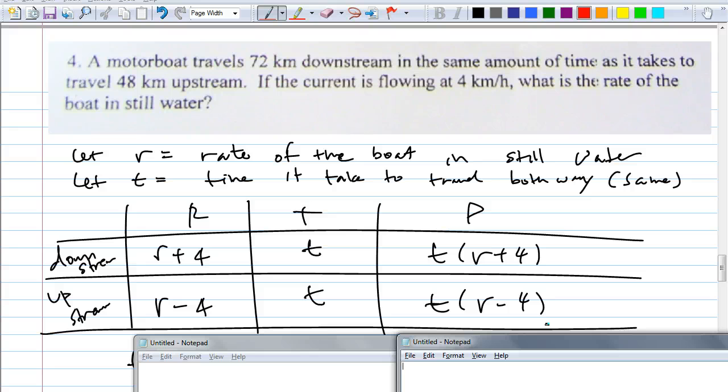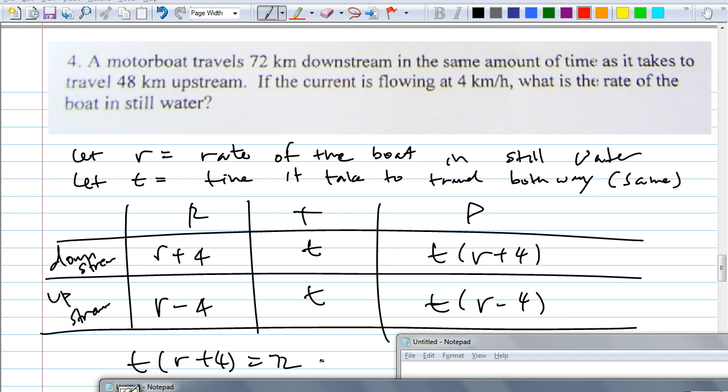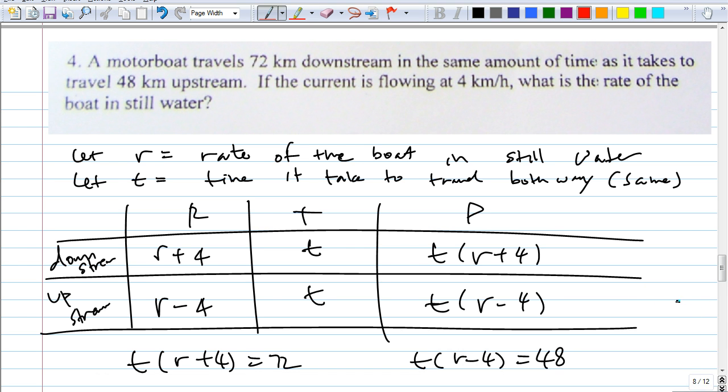Two people, that's it? Three. Gianni, what do you think? The equation would be t times r plus 4 is equal to 72. You got it. That's the first equation. Somebody tell me the second one. Chemin? T times r minus 4 equals 48. That's right. Is this so easy that you guys don't even say anything? Okay, so does that make sense?